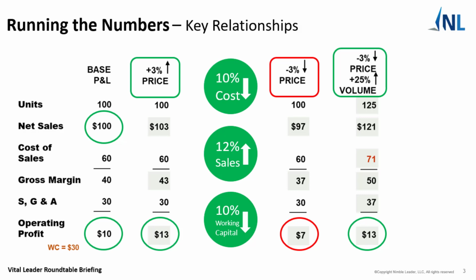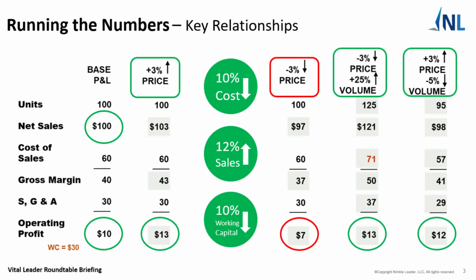Now conversely, if I take my price up 3%, I can actually lose volume of 5% in terms of sales and still grow my profit by 20% or $12 versus the base case of $10. These relationships are axiomatic to all businesses, to all manufacturers. And so in my mind, it's critical that the leaders understand these relationships when they make critical decisions that relate to how they're going to move their business forward.